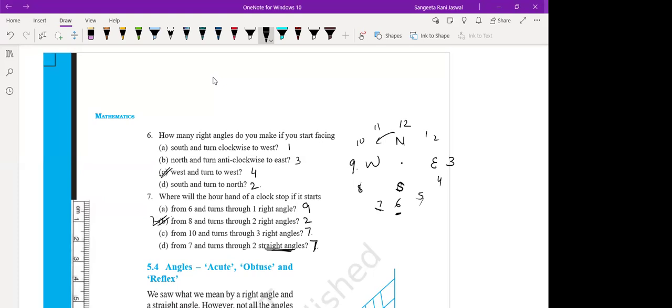From 8 and turns through 2 right angles. If you are starting from 8 and you turn through 2 right angles, where will you be then? Adya, tell me, where will you be? 2. Okay.